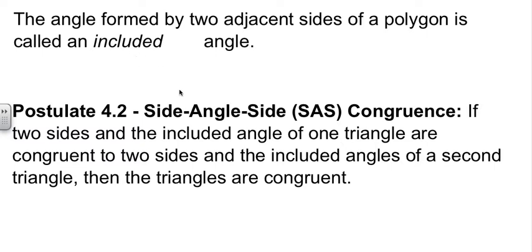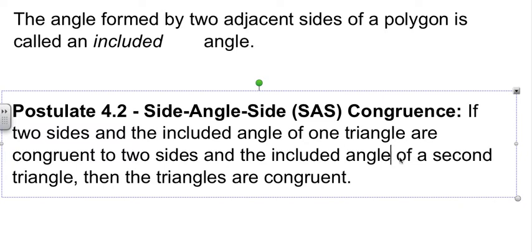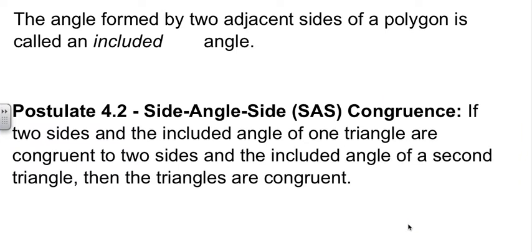And that's an important idea to give us our second postulate. Postulate 4.2, side angle side, or SAS. If you have 2 sides and you have the angle between them, the included angle, in one triangle, congruent to 2 sides and the included angle between those in a second triangle, that should even be singular, then the triangles themselves are congruent.